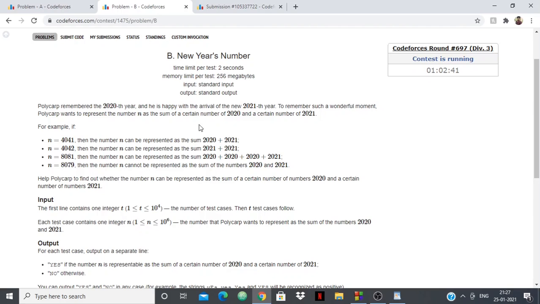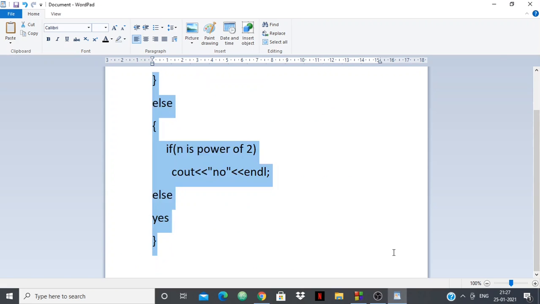Basically what it means is that we have to check if n can be represented as a sum of a certain number of 2020s and a certain number of 2021s. And look at the constraints, it's 10 to the power 4 and 10 to the power 6. So if you try O of n, then it won't pass, right? But we don't need to try O of n. Let's get into a bit of mathematics, okay?